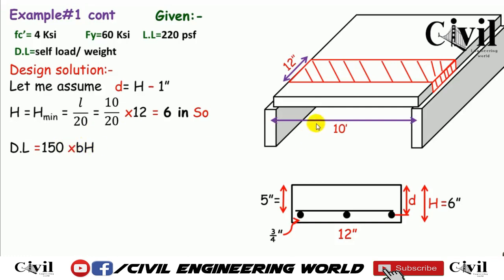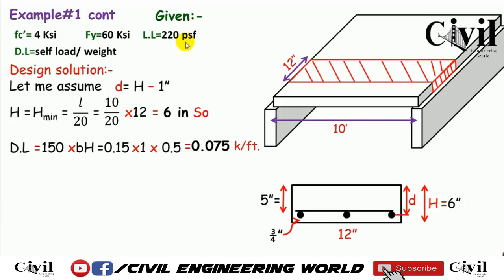By putting these values of width and height of this strip of the slab, we get the answer, which is equal to 0.15 into B, which is 12 inches or 1 foot, multiplied by 0.5 feet. So we have to calculate the dead load in kip per foot. Here you can ask how we converted 150 into 0.15. The load, which was 150 pounds per CFT, is converted into 0.15 kip per foot by dividing by 1000.